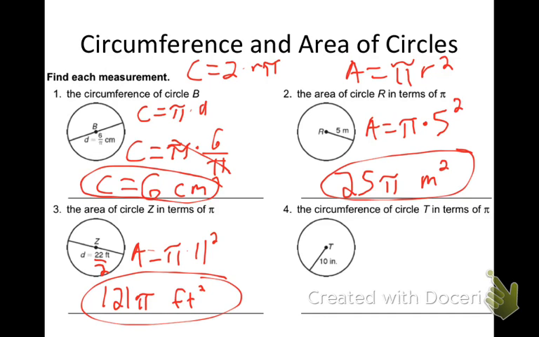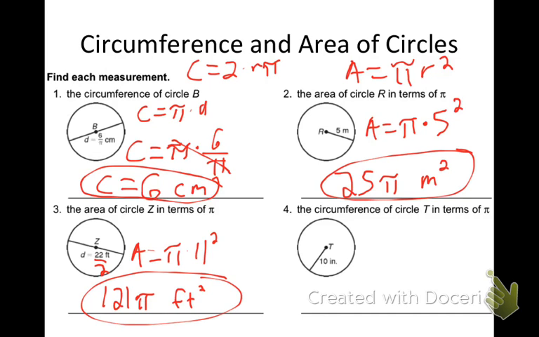And number 4. The circumference of circle T in terms of pi. Circumference, I need the what? I can use radius or diameter, it doesn't matter. Which formula would you like to use here, Troy?